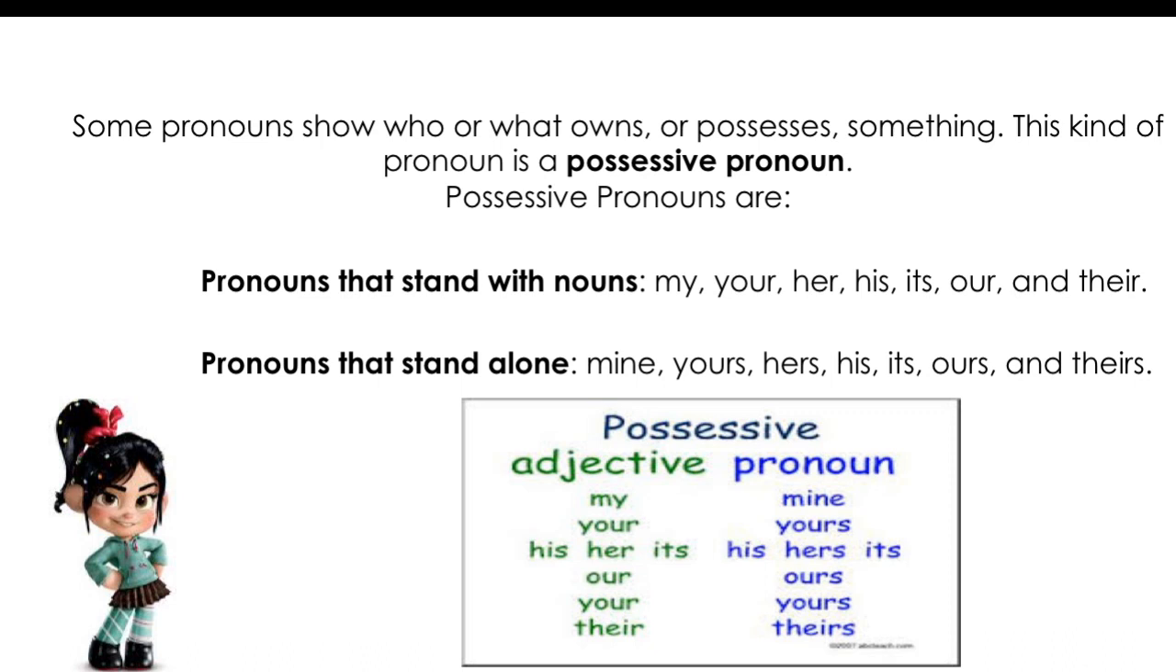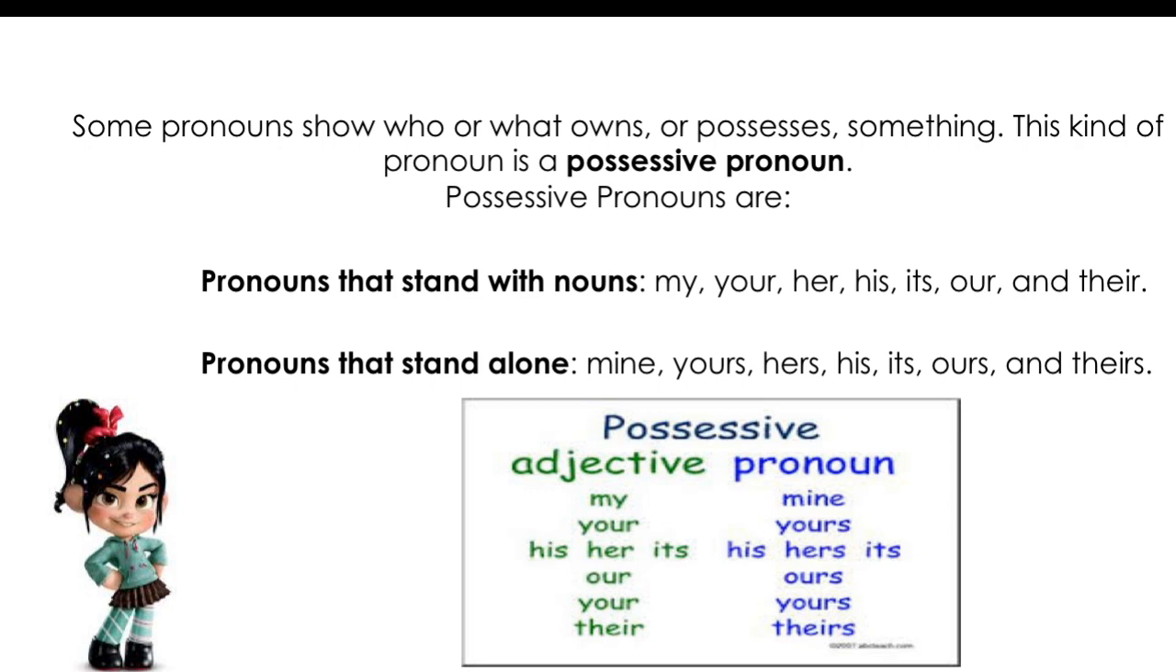Possessive pronouns are my, your, her, his, its, our, their, and also mine, yours, hers, his, its, ours, and theirs. Now, what is the difference between these possessive pronouns here and these possessive pronouns here? The pronouns my, your, his, her, its, our, your, and their stand in front of the noun. The noun follows them. Sometimes there is an adjective between them, but the noun is following them.